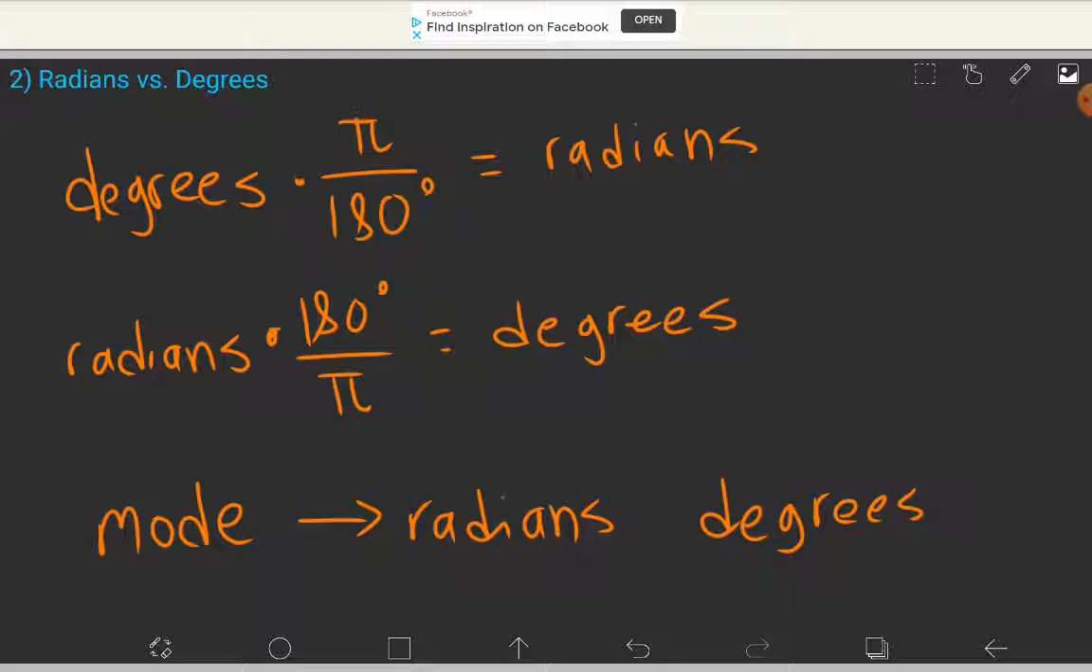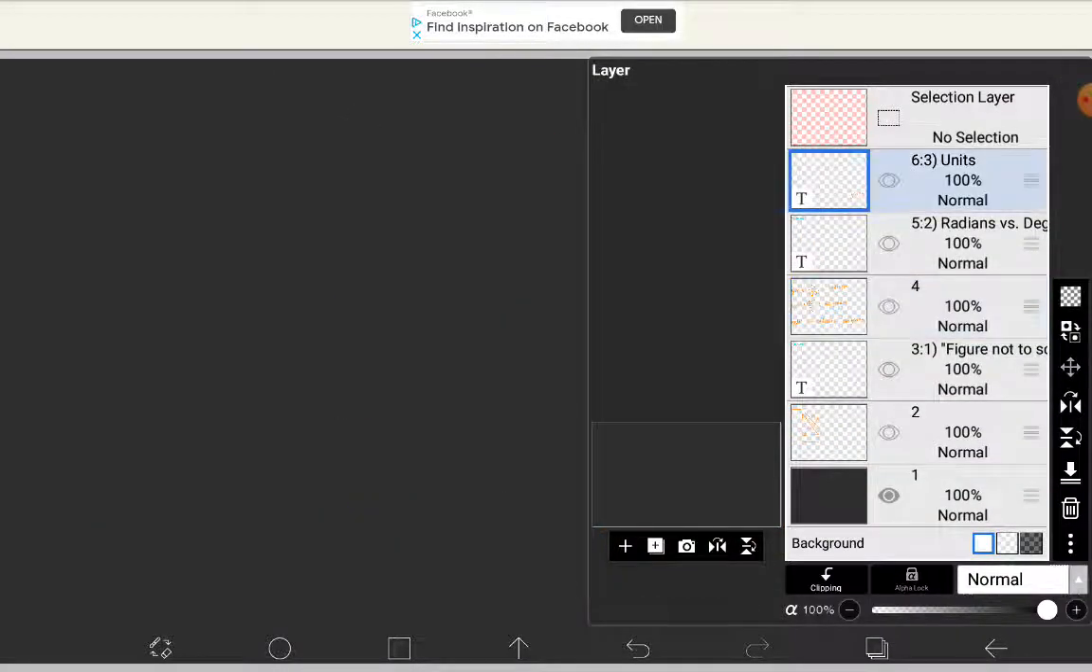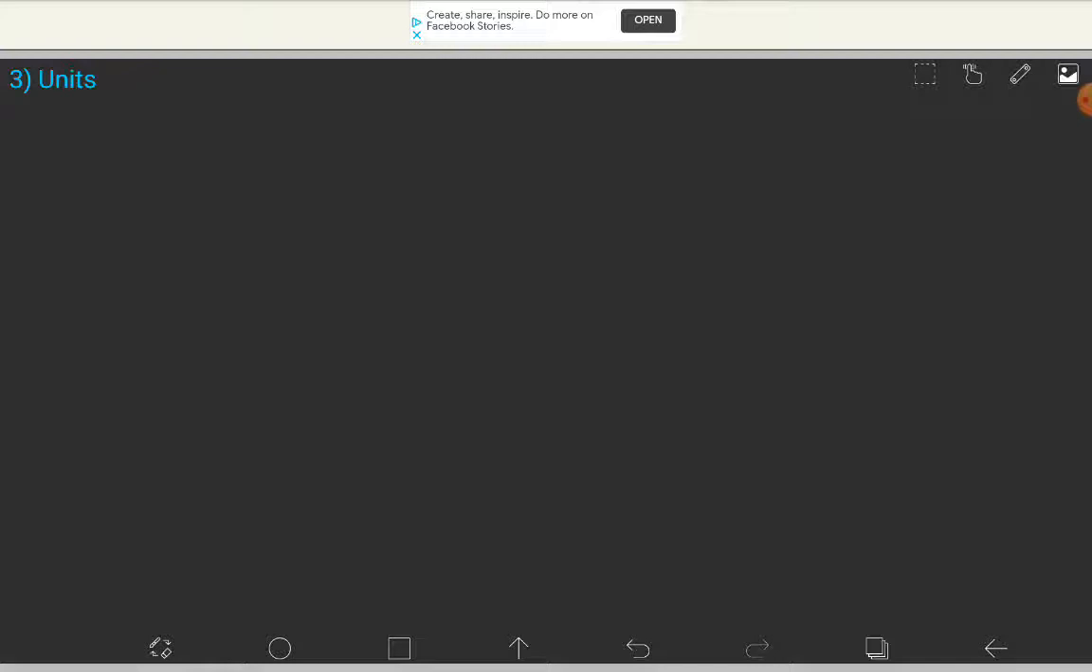Alright, and the last detail you're going to want to pay attention to is the units. So in most math problems, you're going to want to pay attention to units, but in geometry, where you're working with lengths and volumes, it's especially important.